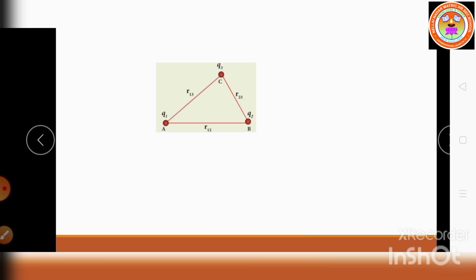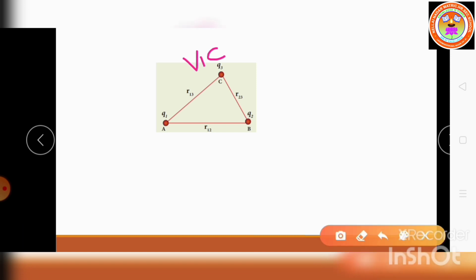Now, in the third step, children, I am going to bring the charge Q3 from infinity to the point C. At the point C, due to the charge Q1, the potential is taken as V1C. Then due to the charge Q2, at this point the potential is taken as V2C. So if I want to bring the charge Q3 from infinity, I want to find the work done.